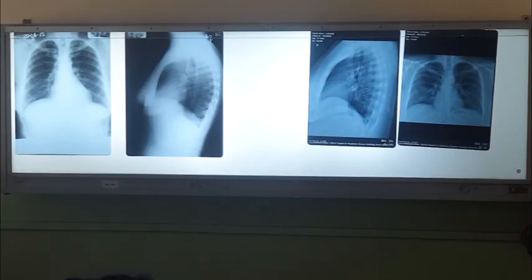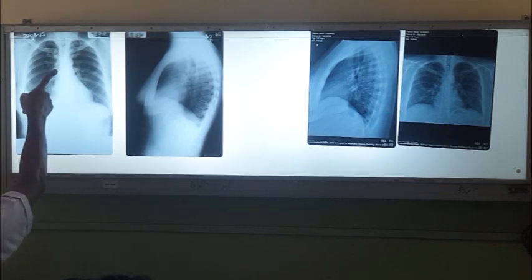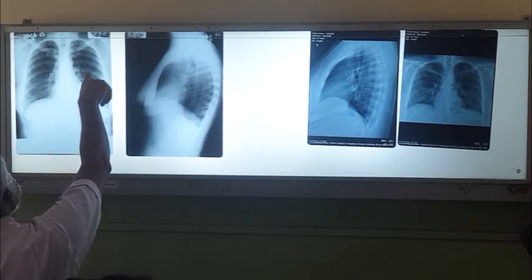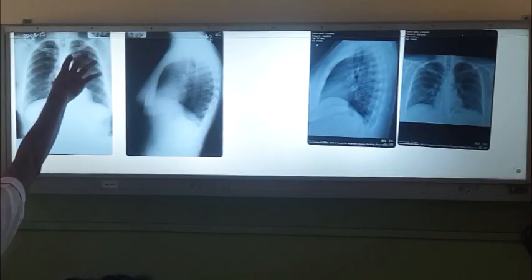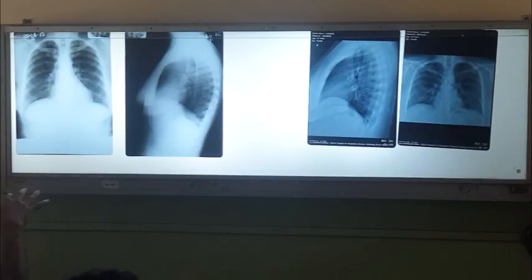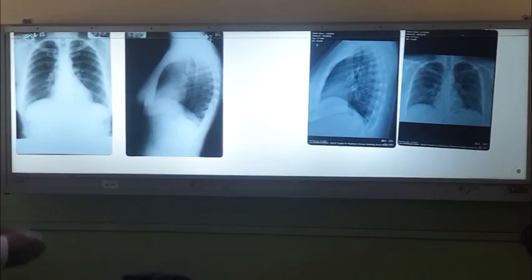Then when you want to read the X-ray, you have to have some order. So we are interested in the lungs. We start here: the trachea with the right main bronchus and the left main bronchus, right? And then we know that there are upper zones, mid zones, and lower zones of the lungs. Then we look at the hilar vessels, right? And these are all vessels. People talk about bronchovascular markings, but these are vascular markings.